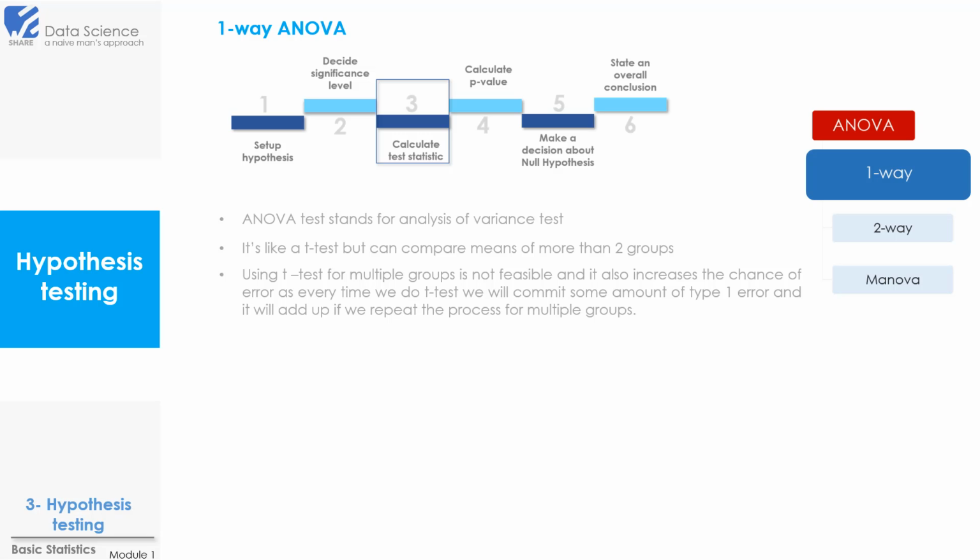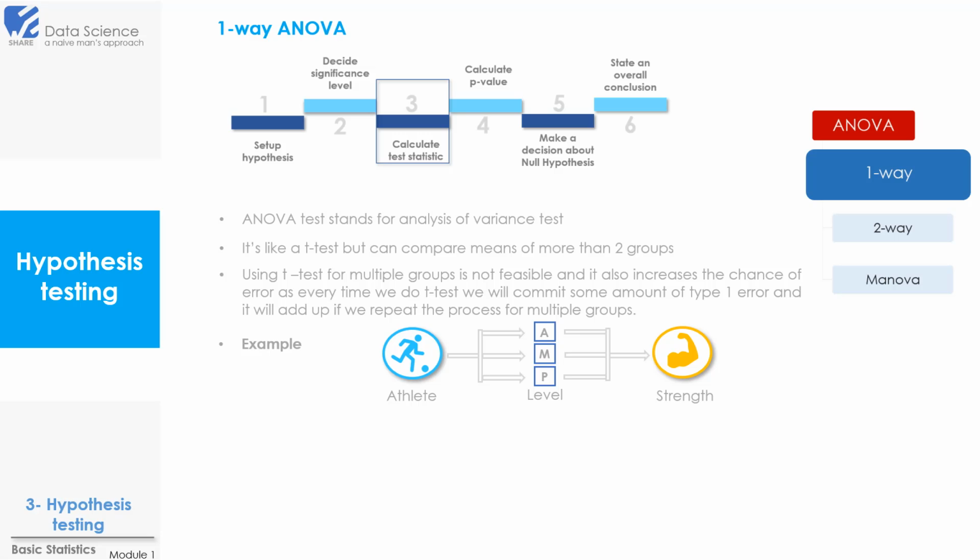Now let's see where we can use Anova testing. Suppose you have a group of athletes and we have divided them into three groups: amateur, mid-level and professionals. Now we want to measure their strength levels. So in this case, we can use Anova testing. The strength level is our dependent variable and our independent variable is the type of athlete. So as you can see here, we have three groups: amateur, mid-level and professional level. Instead of using t-test for multiple groups, it's better to use Anova here.